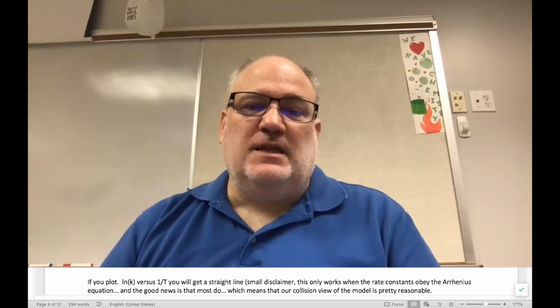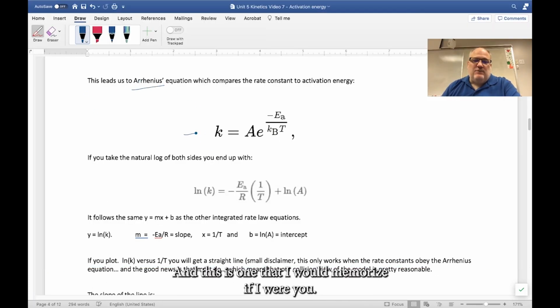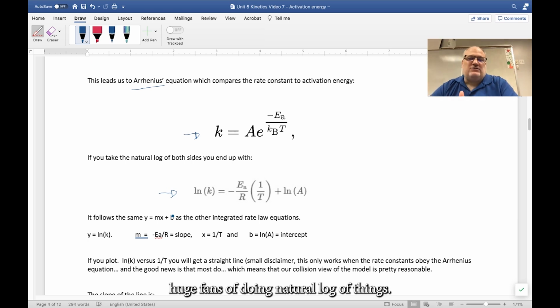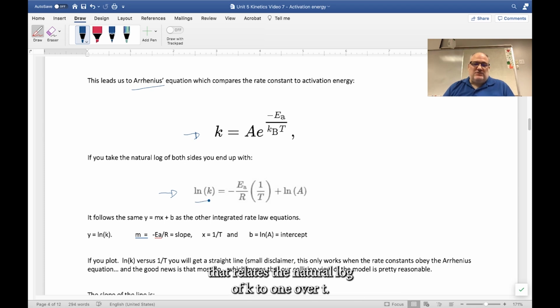Now, there's a really, really ugly equation. It's called the Arrhenius equation, and it's right here. This is one that I would memorize if I were you. Actually, that one not so much, but the variation. We've become huge fans of doing the natural log of things. If we do the natural log of the Arrhenius equation, we get an equation that relates the natural log of k to 1 over T.